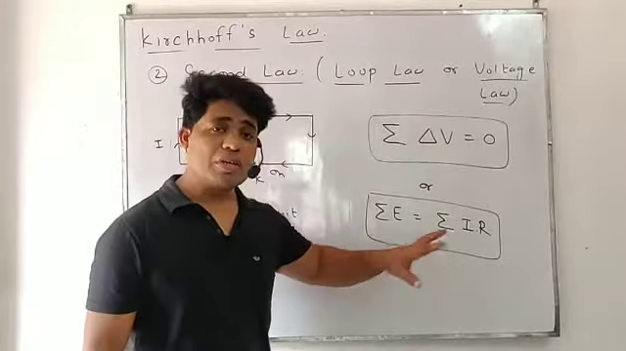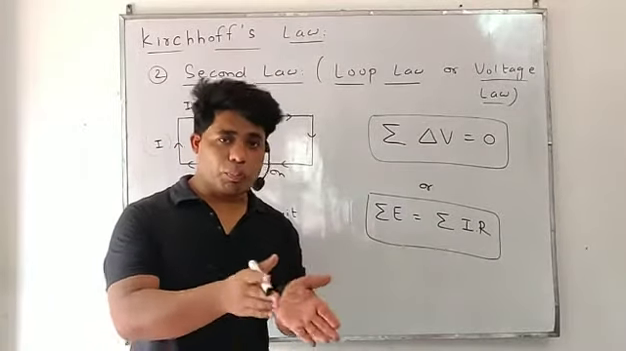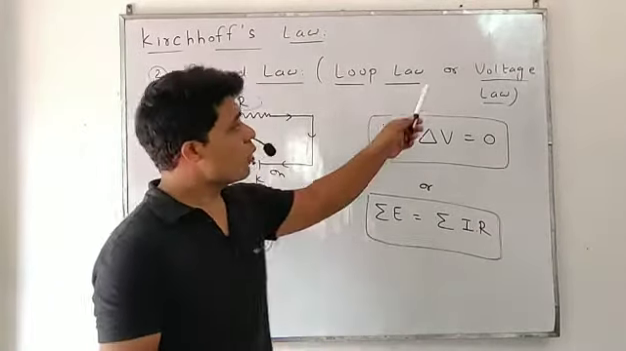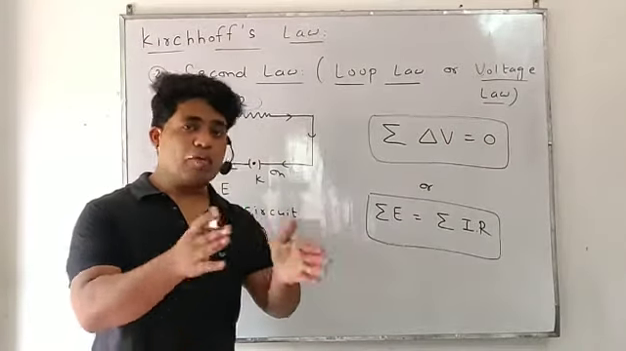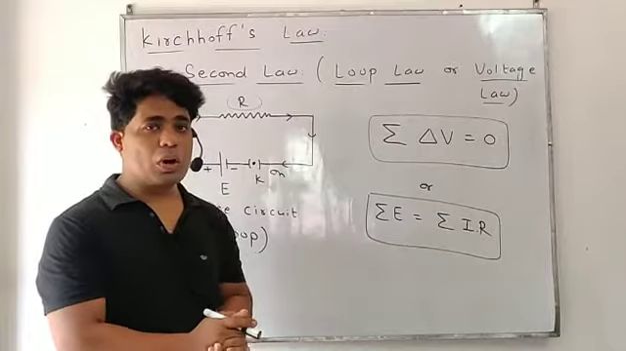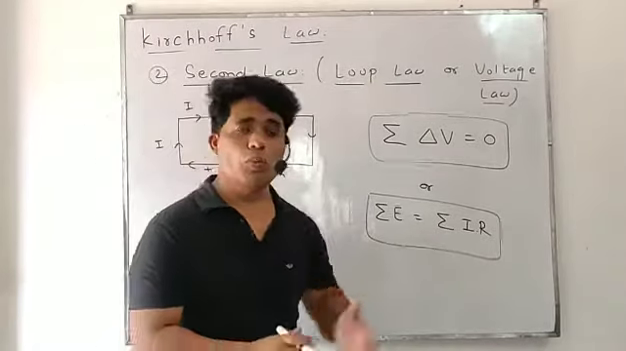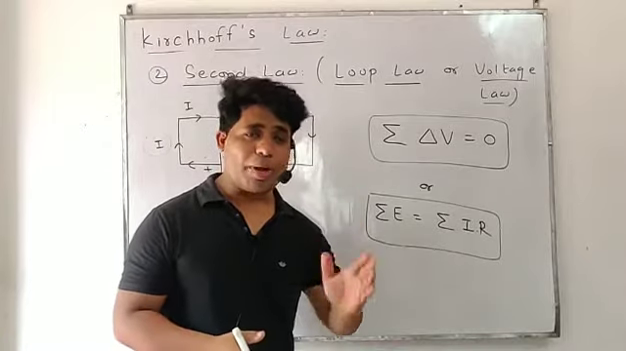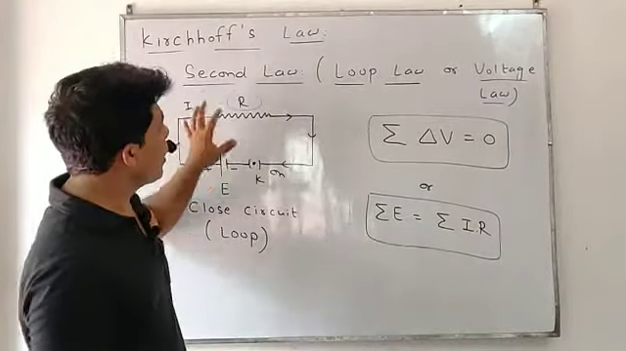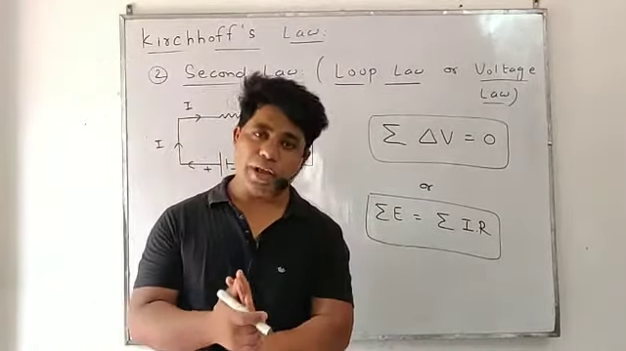This is Kirchhoff's second law. It is related to potential, voltage. That's what is called voltage law. Mainly, it is applicable only for a closed circuit, and a closed circuit is called a loop. That's what is also said to be loop law. The important thing, the laws. Now I'm going to explain in which way we can apply Kirchhoff's second law with an example.